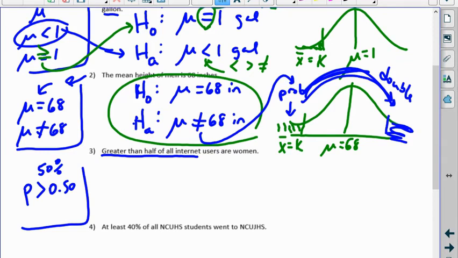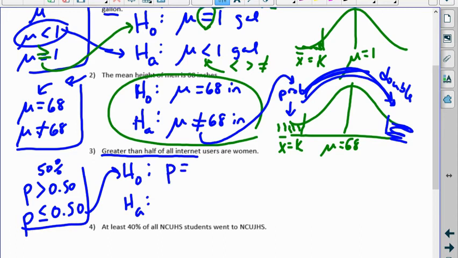The complement of that would have been less than or equal to, but when we come over here, this always just becomes an equal. So P is equal, yep. P is greater.